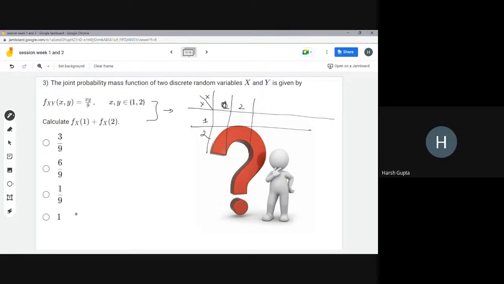Okay. So what will be f of x, 1, 1? 1 by 9. 2 by 9. 1 by 9. 1 by 9.